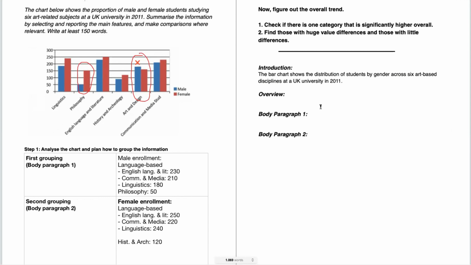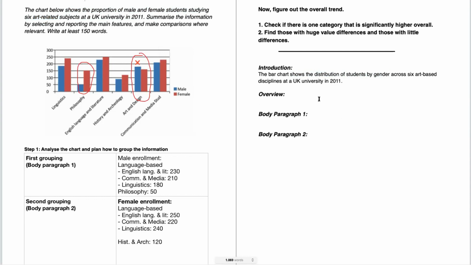Now, this is my paraphrasing, basically. I see here that it says the chart. So I said the bar chart because we know it is a bar chart. And it says it shows the proportion of male and female students. I said shows the distribution of students by gender. So this is a different way to say the proportion of male and female students across 6 art-based disciplines. So I don't want to change art because I know that it is art-based. It's just a different way to say art-related, but I do want to include that detail. And instead of subjects, I have disciplines. Of course, I've kept the fact that it is a UK university, and I have kept the date as well.